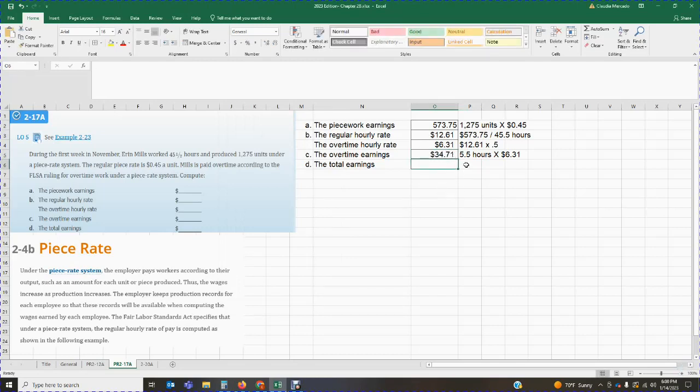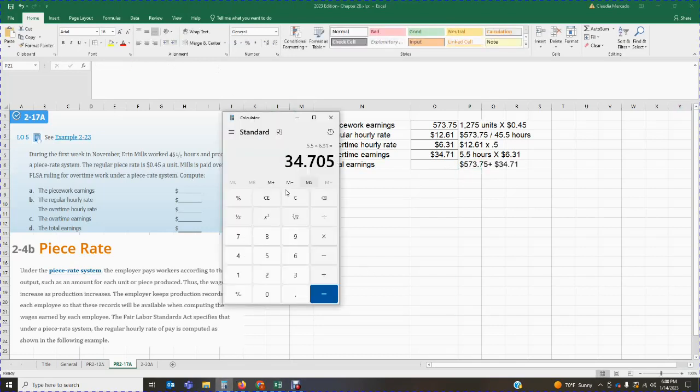And once we've got all that calculated, we can simply add the piecework earnings plus my overtime earnings. So we're going to add the 573.75 plus my overtime of 34.71. There we go. So we're going to add them together. 573.75 plus 34.71 will give me my total earnings of 608.46.